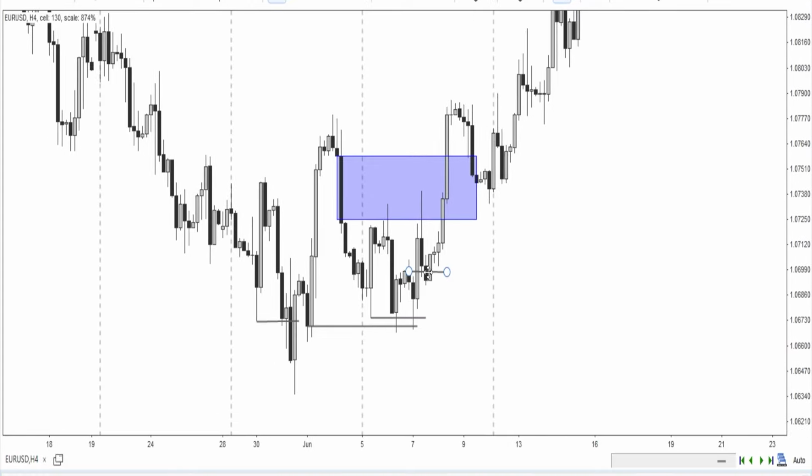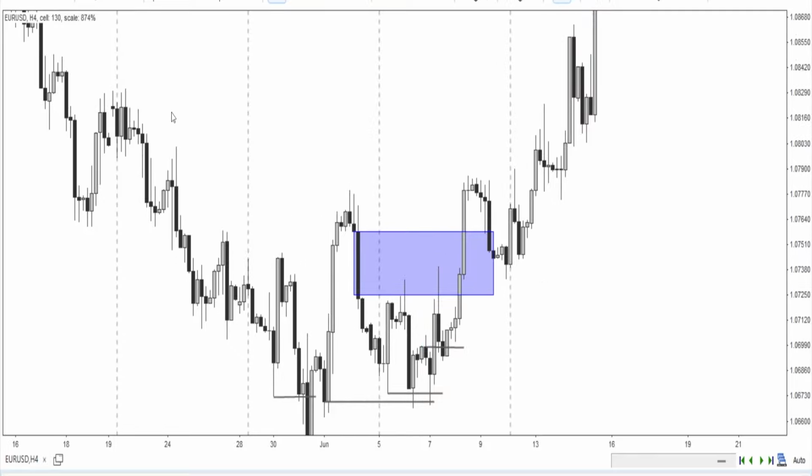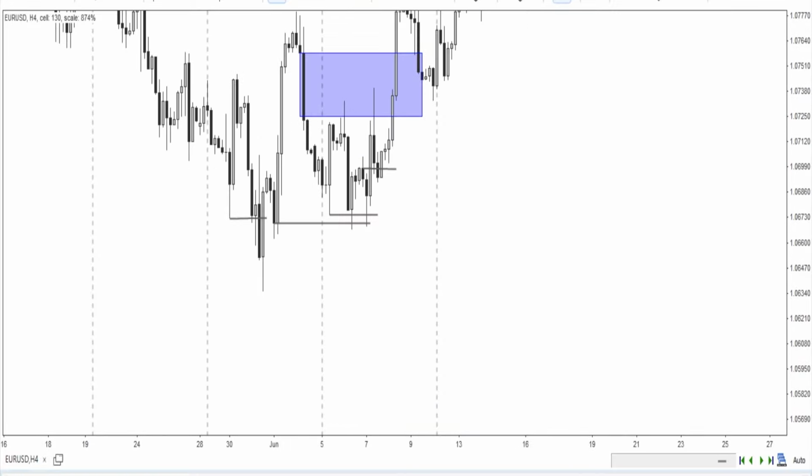So the distribution started from here, the 4-hour OB. If you went into the 5-minute or 15-minute time frame here, you can hold until your high time frame DOL because the high time frame is aligned now.